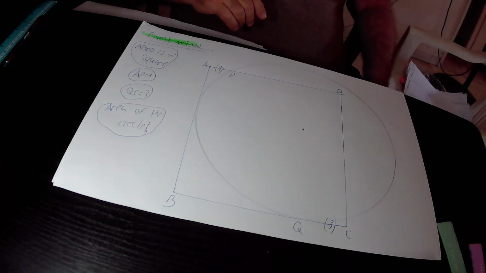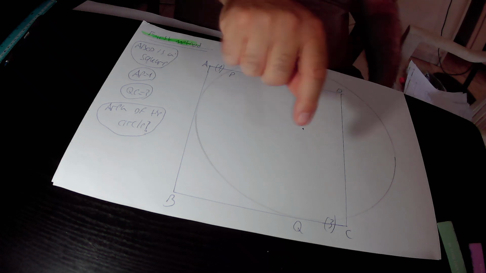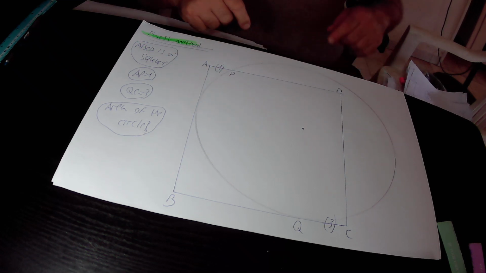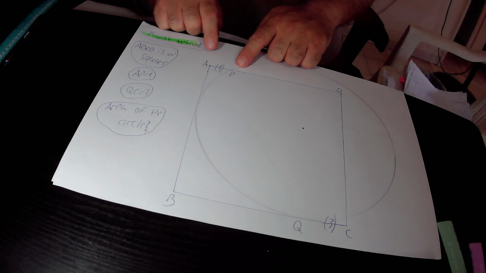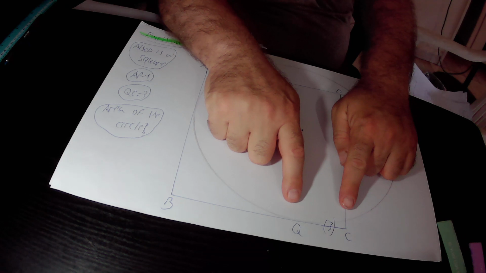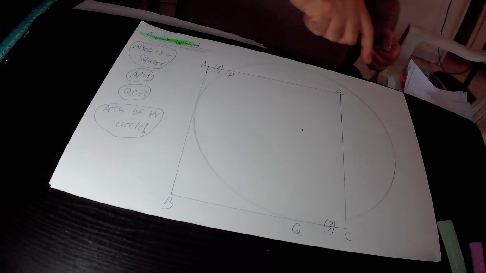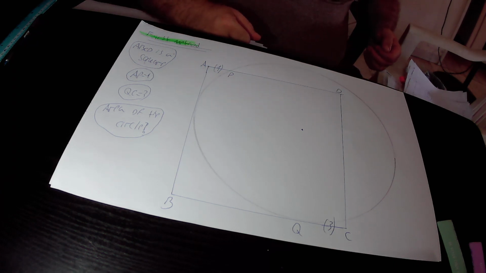Hello, in this lecture we'll find out the area of a circle using two different methods. In the drawing we have a circle and this is square ABCD. You know that this line segment AP is equal to 1 unit in length. This line segment QC is equal to 3 units. And our mission is to find the area of this circle. So we start with the first method.